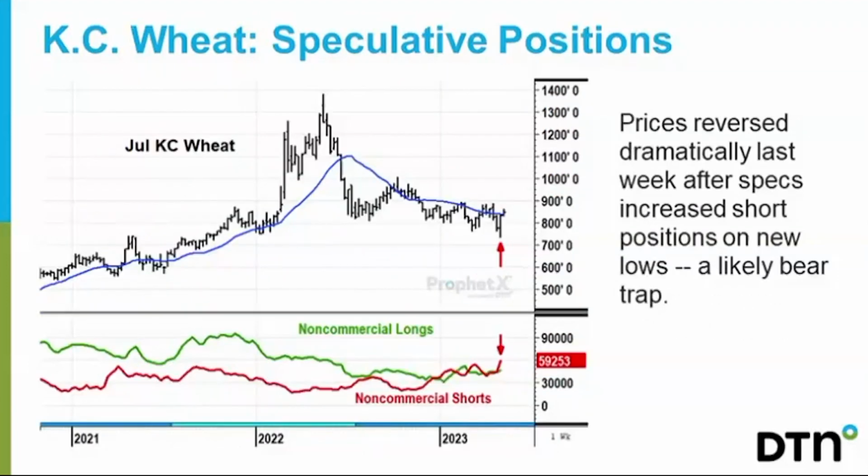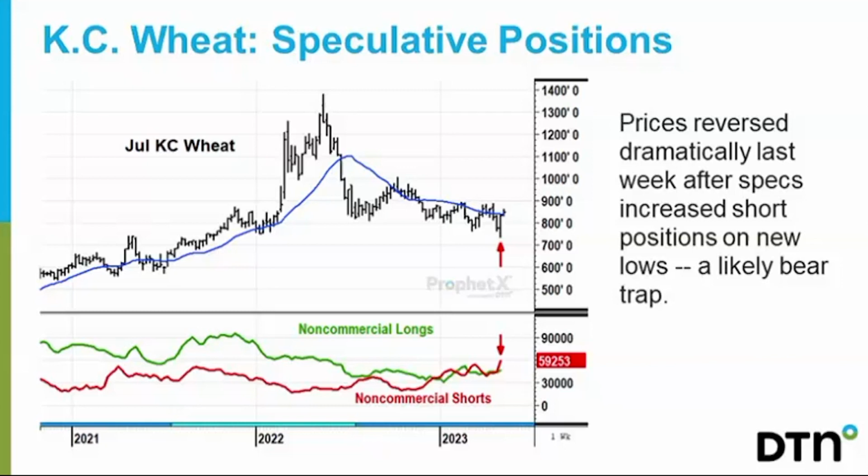KC wheat, the spec positions, I think we've had an interesting change here, which will be interesting to see how it follows up. And by the way, July Kansas City wheat is trading up 35 cents as we speak. Chicago's up 7 and Minneapolis is up 10. But I wanted to point out on this chart that just recently, when the July Kansas City wheat price fell below $8, the specs actually jumped on board and added to their shorts. So now, as of Friday's report, which is I think as of May 2nd, there were over 59,000 contracts of specs holding net shorts in the market.